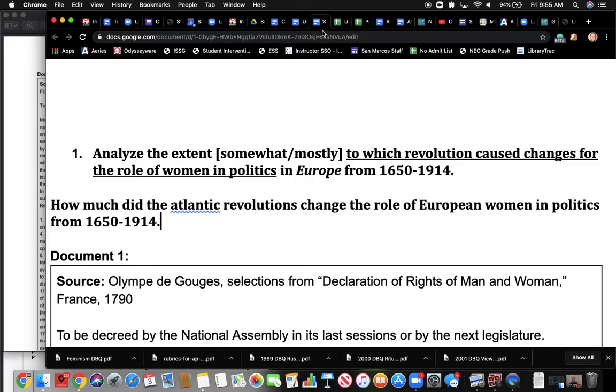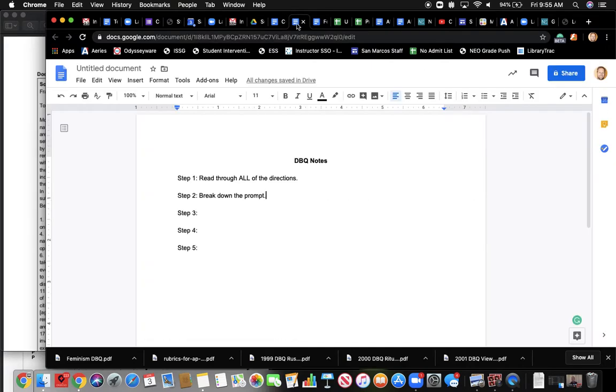So again, step 2 is always to break down the prompt. Make sure you understand what that prompt is asking. If you don't understand the prompt, then you're not going to be able to actually understand the documents. Because again, the documents are specifically edited in order to be able to answer the prompt. So step 2 is always break down the prompt. Well, obviously then, that means step 3 is to wait. I want you to do this step. And this is always a step that students are like, I don't want to do it. It takes too much time. It will dramatically help you do this DBQ.